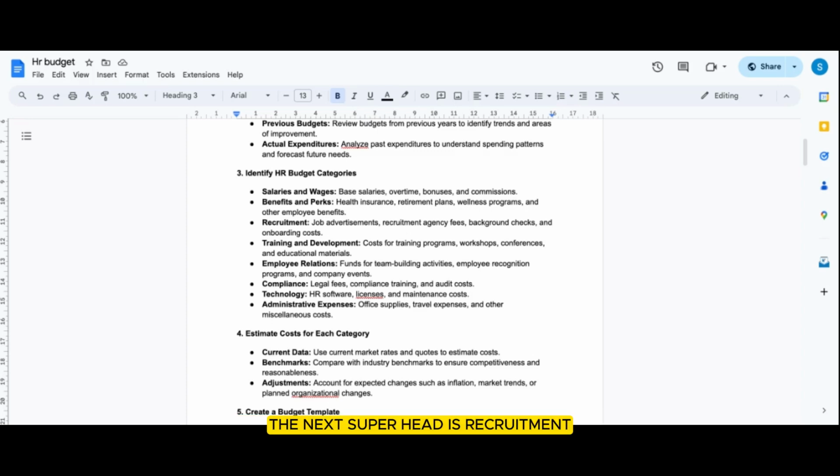The next super head is recruitment. So cost of JDs, job advertisements, vendor cost, recruitment agency fee, background verification fee, onboarding fee, that all comes in that. Training and development: expenses for training, workshops, conferences, education materials. If you have bought any portal, LMS, those fees will come there.